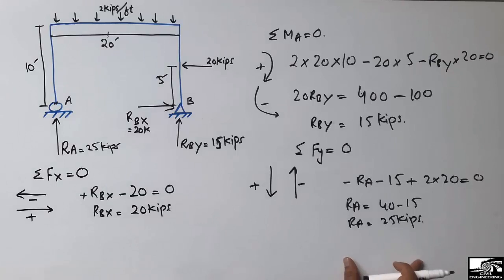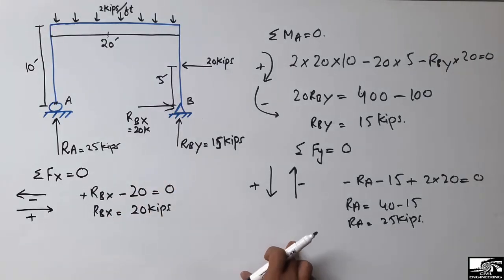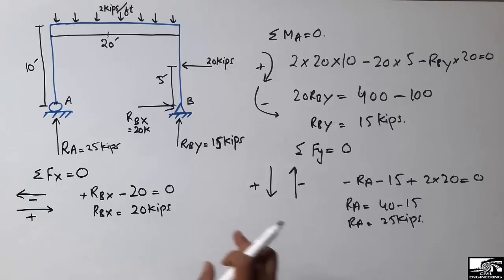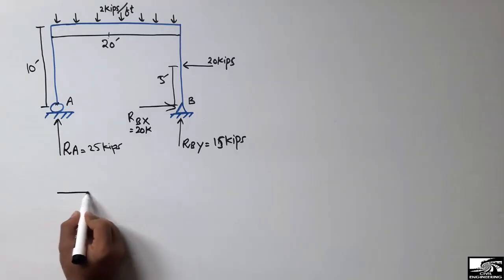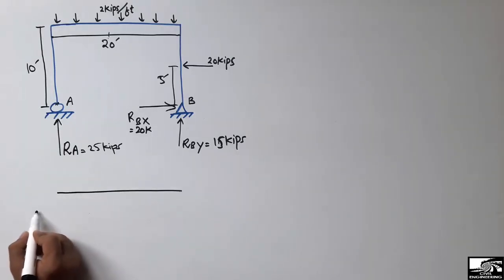So I found out the support reactions of this frame. Now I will draw the free body diagram, and then I will draw the shear force and bending moment diagrams of this frame. So now I will draw the free body diagram of this frame. This is the beam. These are the two columns.